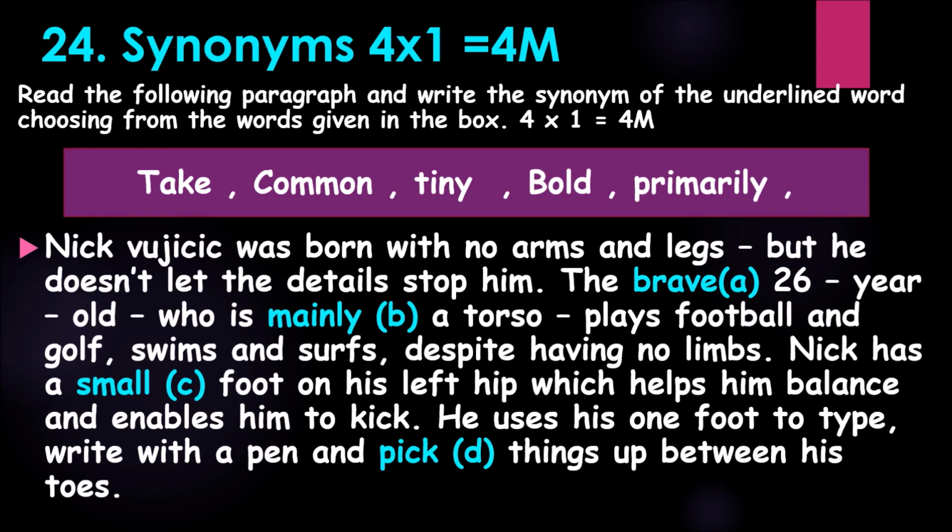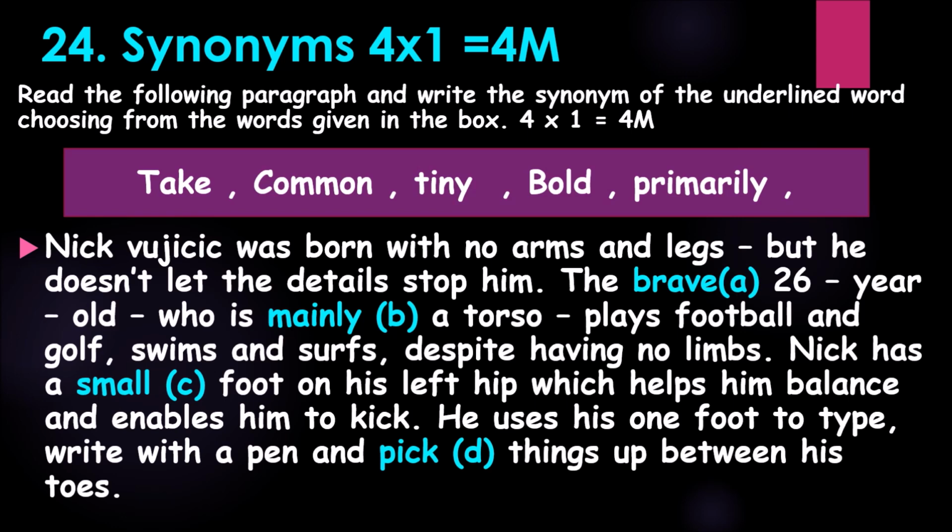Nick Vujicic was born with no arms and legs, but he doesn't let the details stop him. The brave 26-year-old, who is mainly a torso, plays football and golf, swims and surfs. Despite having no limbs, Nick has a small foot on his left hip, which helps him balance and enables him to kick. He uses his one foot to type, write with a pen and pick things up between his toes.